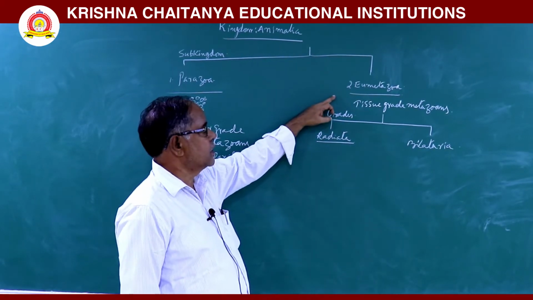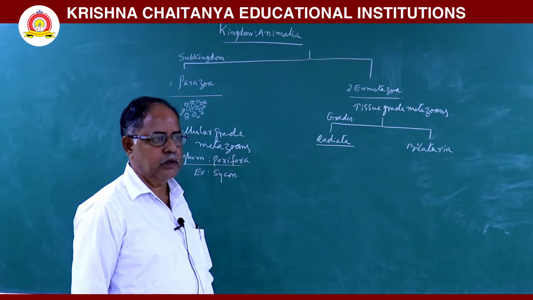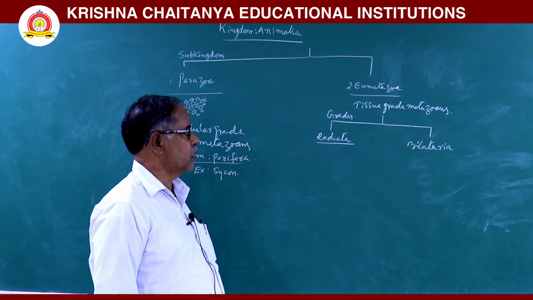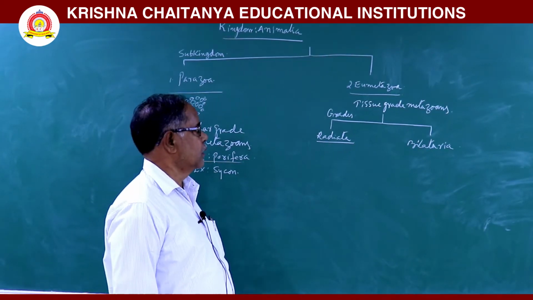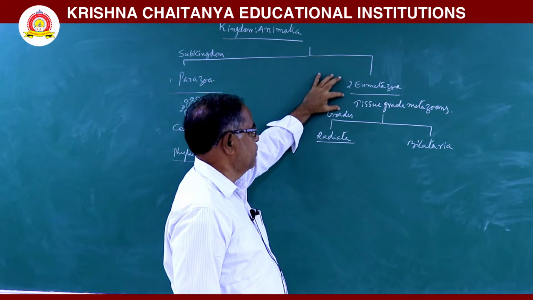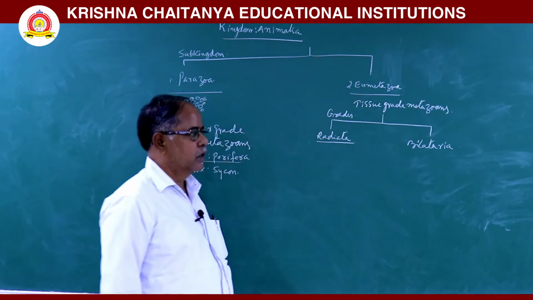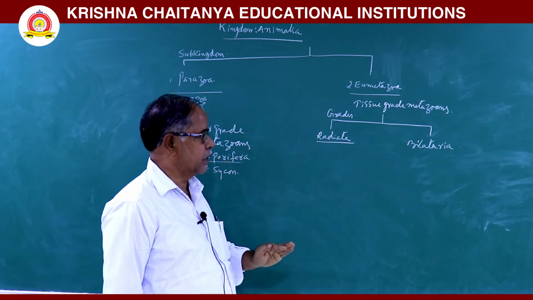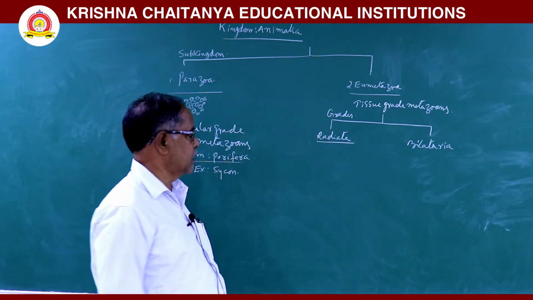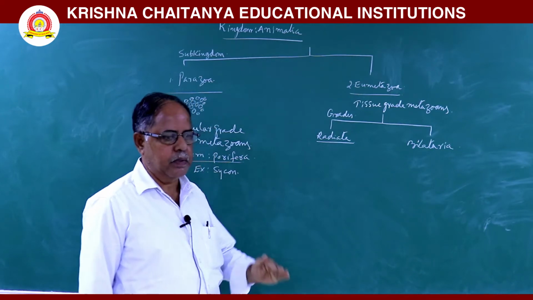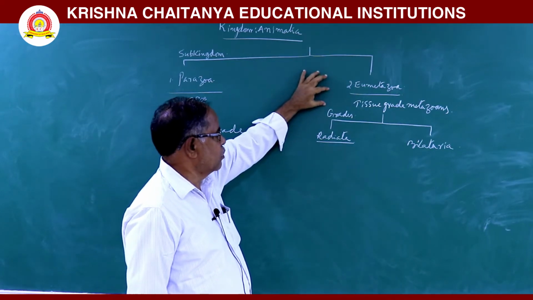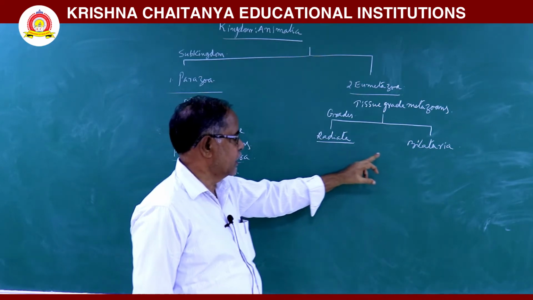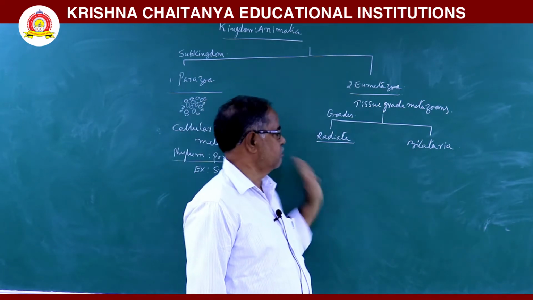Next, the second one is Eumetazoa. In Eumetazoa, well-defined tissues are formed. True tissue animals. Here, they are called tissue grade metazoans. In these tissue grade metazoans, symmetry is there. In some, radial symmetry is there. In some, bilateral symmetry is there. Depending upon the symmetry, the Eumetazoa are further classified into two grades. One is Radiata, second one is Bilateria.